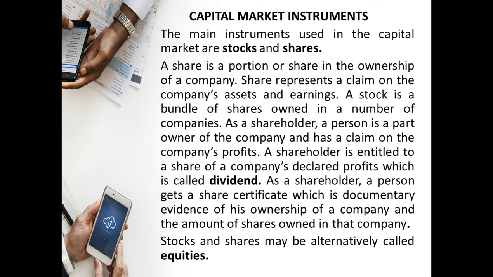So if you're a shareholder, you're a part owner of the organization. A stock is a bundle of shares owned in a number of companies. So that we call stock. It's a bundle of shares. As a shareholder, a person is a part owner of the company and has a claim on the company's profits. So take note of that. The share you have of the company's profits is what we call dividends. A shareholder gets a share certificate, which is documented evidence of his ownership in a company and the amount of shares owned in that company.